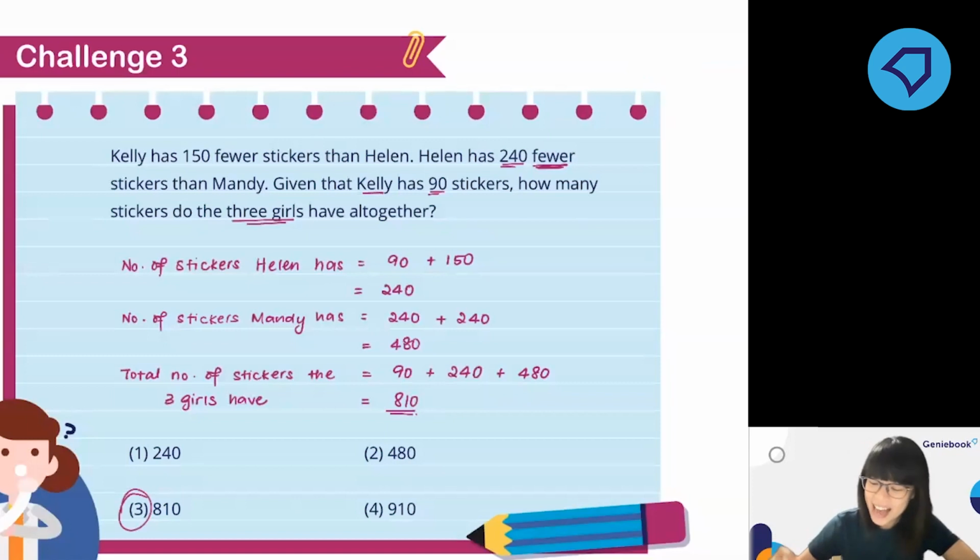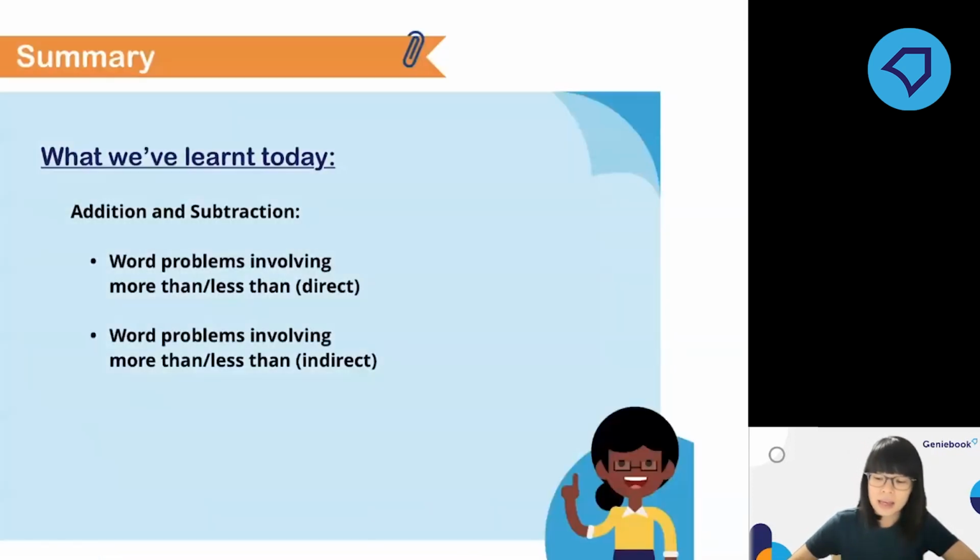Okay. All right. So this would be the last question for today. I do not have enough time to go through any more questions with you. All right, so let me go through a summary. What we have learned today would be problems involving more than and less than direct, more than and less than indirect. So I hope you guys know the difference between the 2 types of questions already.